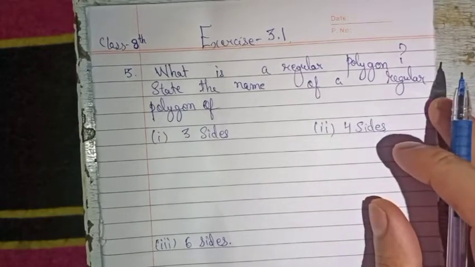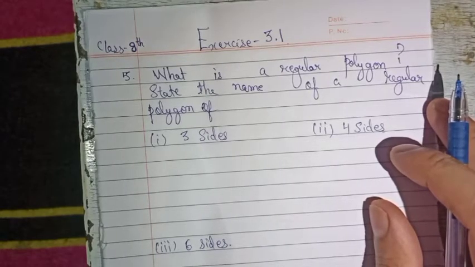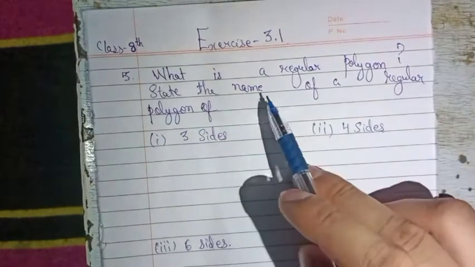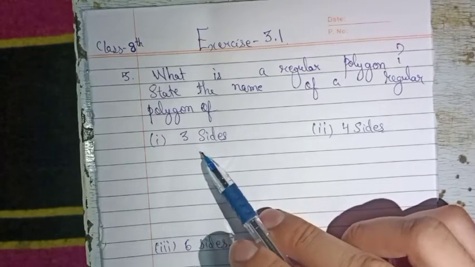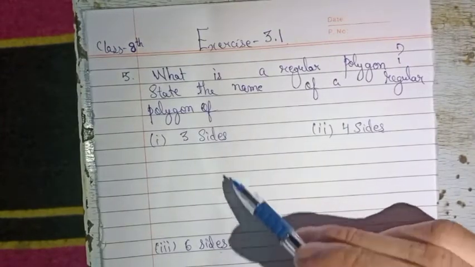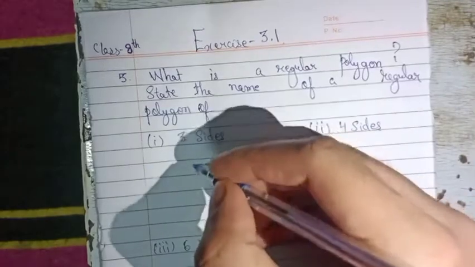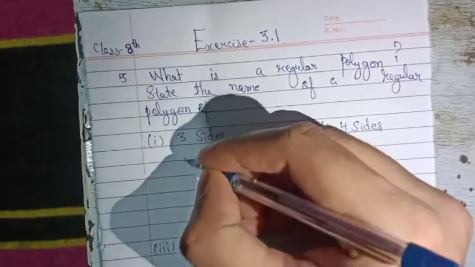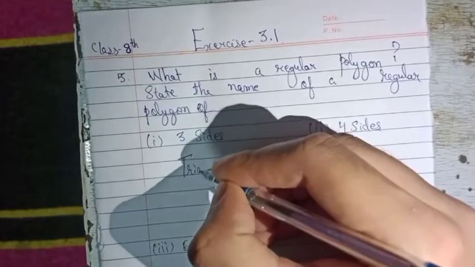Today we will start with question number 5, exercise 3.1. Fifth question, what is a regular polygon? State the name of a regular polygon of 3 sides, 4 sides and 6 sides. So for 3 sides we already know a triangle is there. For 3 sides we can write a triangle is a polygon of 3 sides.